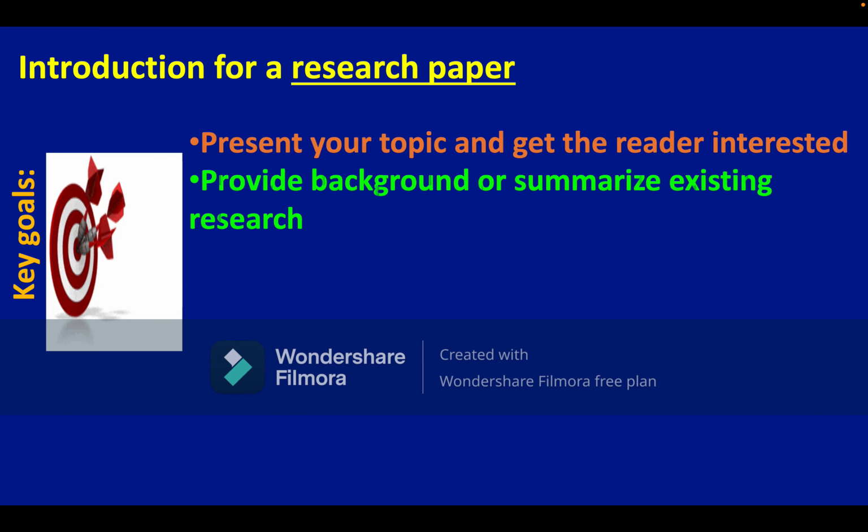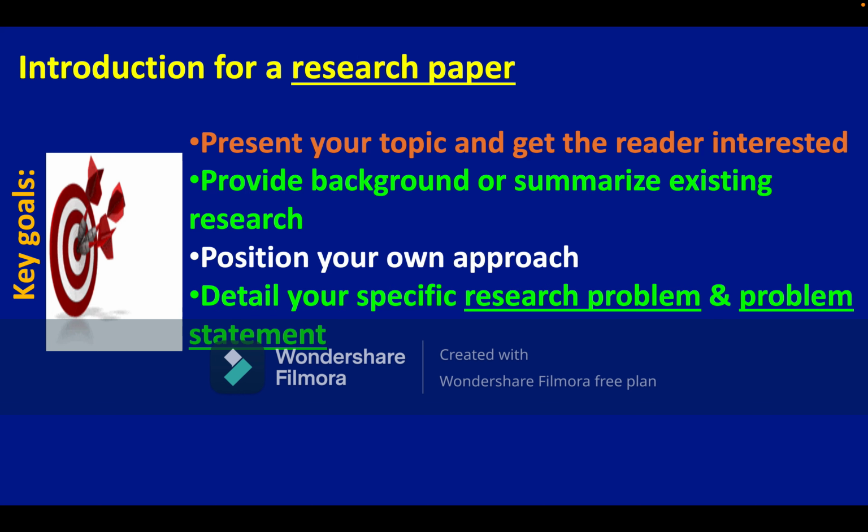The key goals for the introduction of a research paper are, first of all, present your topic and get the reader interested, provide background or summarize existing research, position your own approach, detail your specific research problem and problem statement, then give an overview of the paper structure.